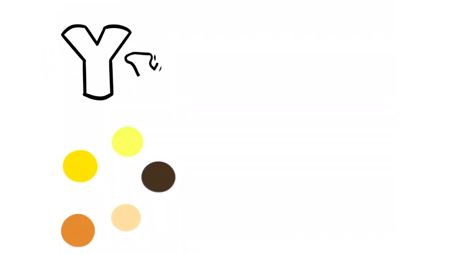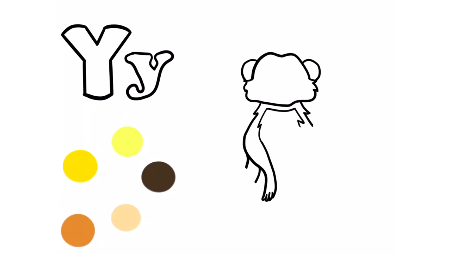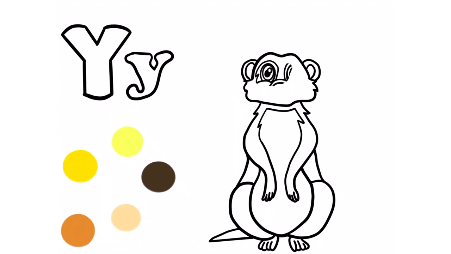Letter Y. Lowercase y. Let's draw yellow mongoose. Do you know why they are called yellow mongoose? Because they are named after their bright yellow or reddish brown fur. This color helps them blend into their dry, grassy habitats. Yellow mongoose are excellent diggers. They build shelters for their families.